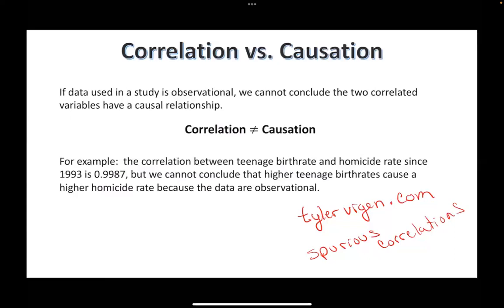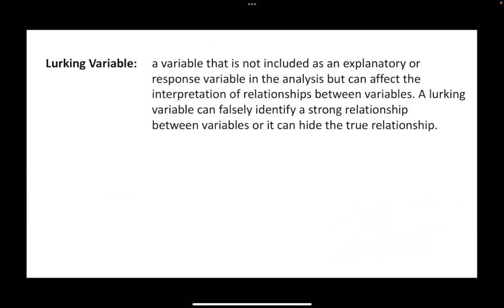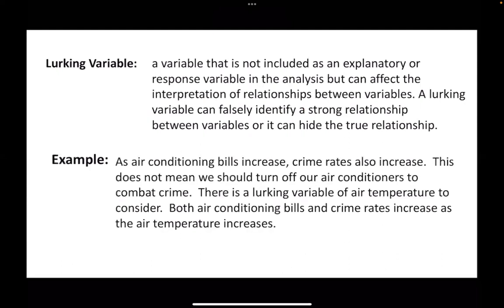All right, moving on. Okay, so there's this thing called lurking variables. This is something that's not included as an explanatory or a response variable, but it can make it look like something has a strong relationship, but it's actually linked to both things, or it can hide a true relationship. Here's an example. As air conditioning bills increase, crime rates also increase.